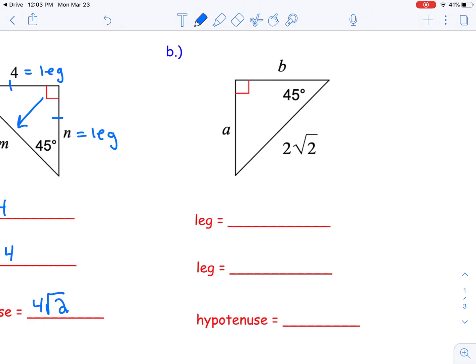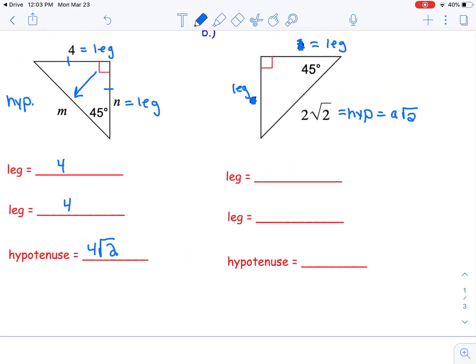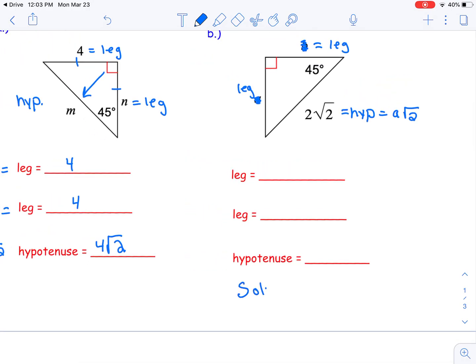So here we need to find a leg, and I'm going to just cross out the A and B so it doesn't get confusing. And we need to find this leg, and we're given the hypotenuse. And we know that the hypotenuse is equal to A radical 2. So in this case, we need to solve for A. So we know that the hypotenuse is 2 radical 2. And we know that the hypotenuse is always equal to a leg, times radical 2. So we're just going to set up this little equation, and we're going to solve for A.